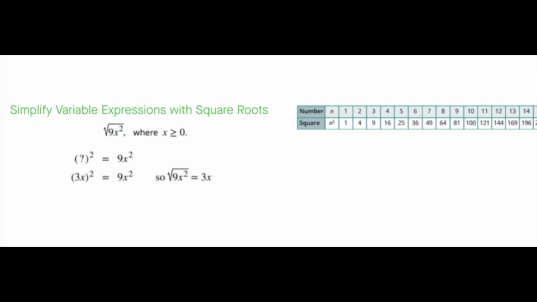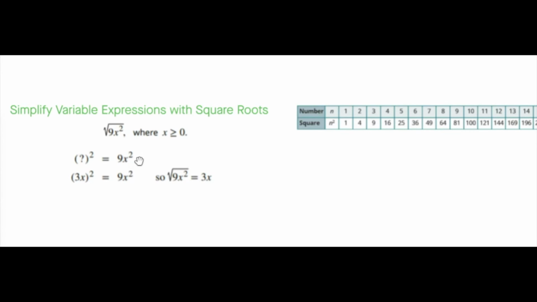Now we're going to learn how to simplify variable expressions with square roots. In this question, we're given the radical 9x squared. So we need to find the value which multiplied by itself would give us 9x squared. So first we're going to find out what multiplied by itself would give us 9. In this table, we can see that 3 multiplied by itself would give us 9. So we can just insert the value 3 over here.